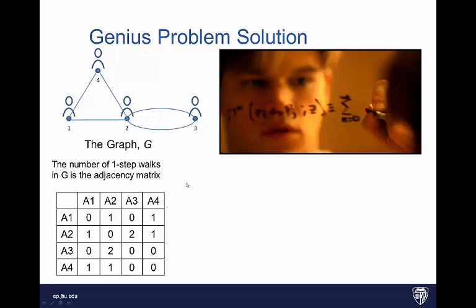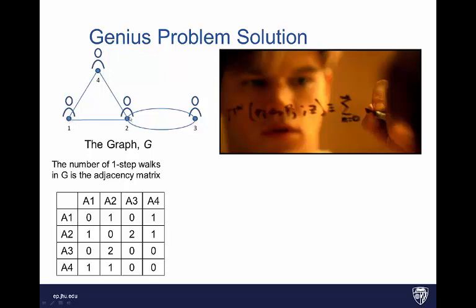So that's the first step of the genius problem. We've created the adjacency matrix for the graph. The second part is determined by multiplication. So what does a matrix mean in relation to a graph? What it means is how many ways can you get from one node to the next. So it's basically telling you how you can skip in one step from a node to another node.